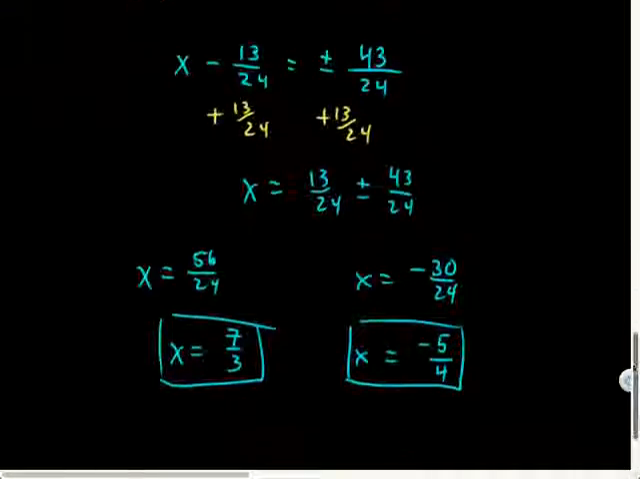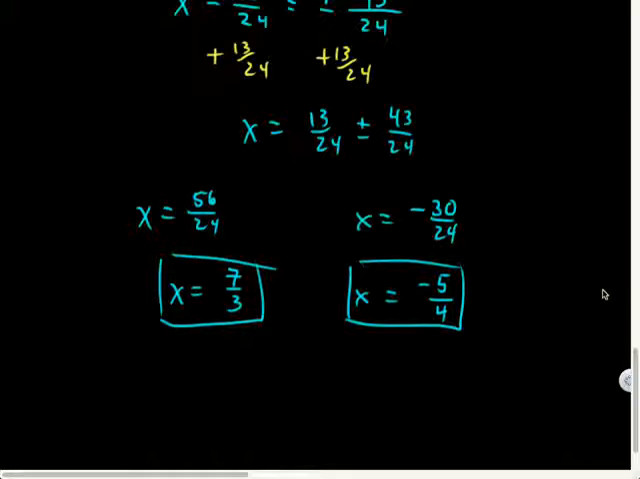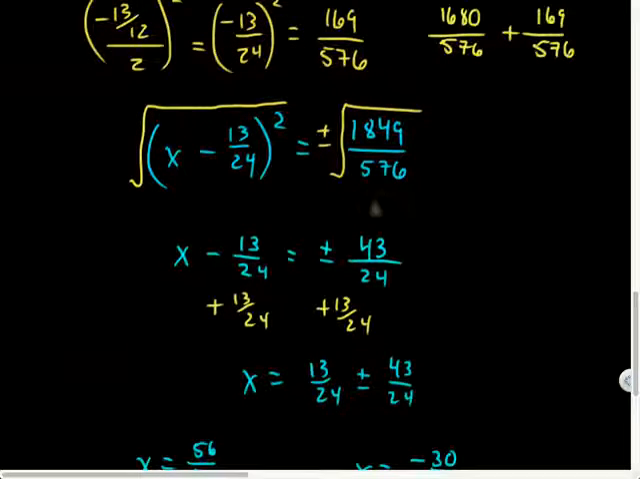How do you simplify from the big fraction to here? I just took what the square root of 1849 was, and I got 43. That's a perfect square. Yeah, it was pretty sweet. I liked it.